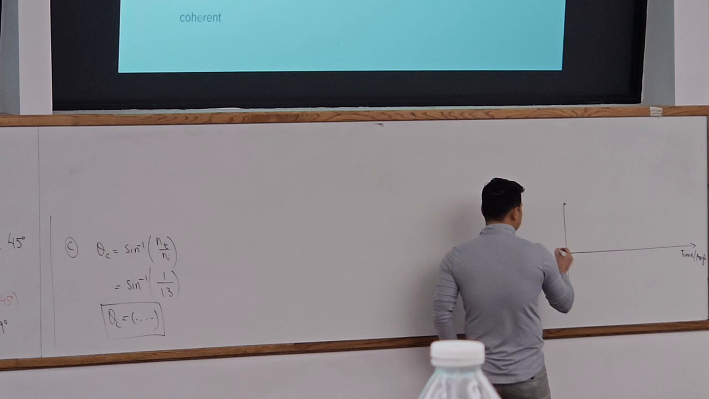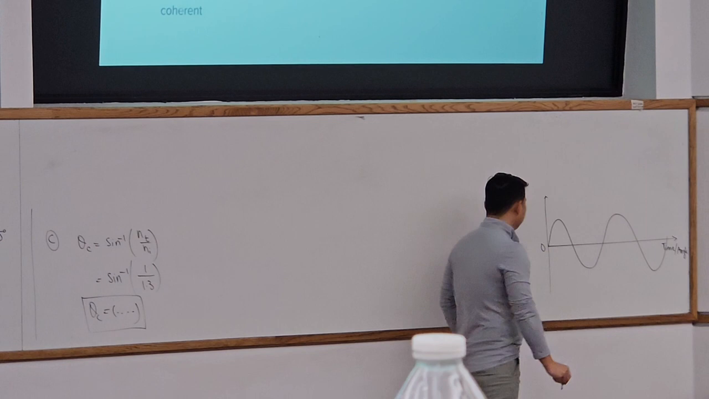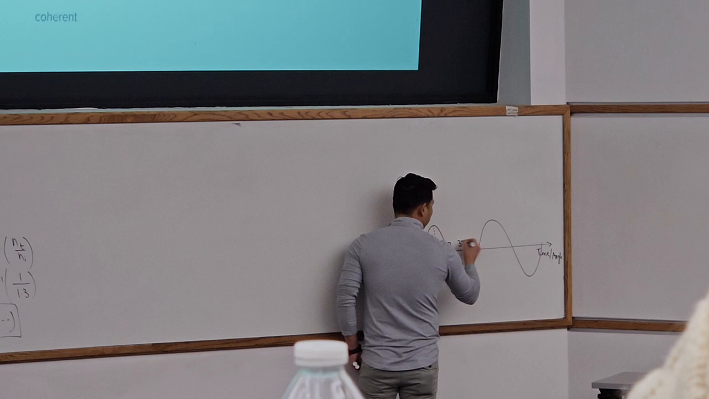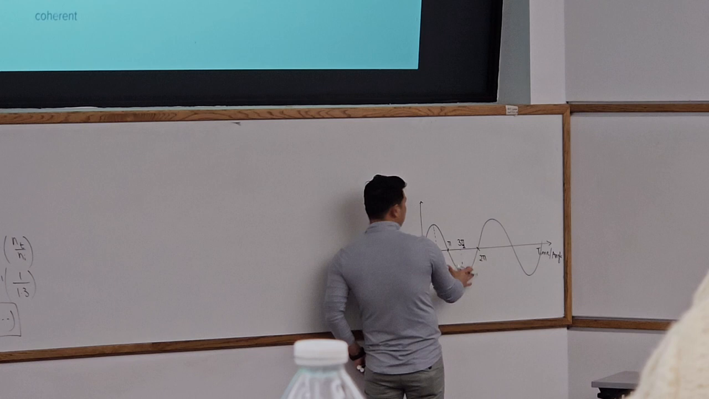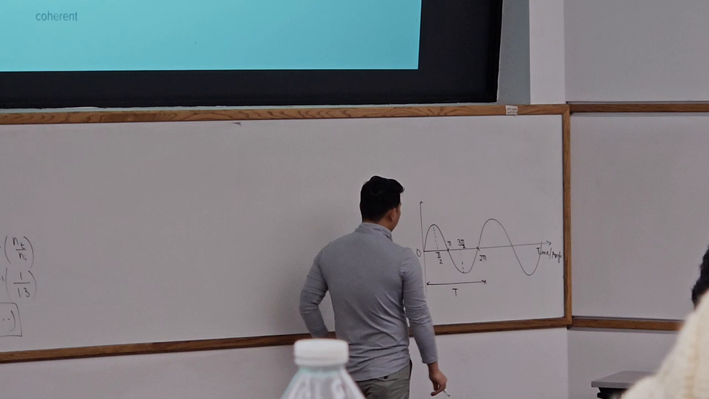This is the amplitude. Over here is 0, then pi over 2, then pi over 2 and 2 pi. So that is one complete period, and then you can have repetition of this one period. The time taken to make one complete cycle is called the period.